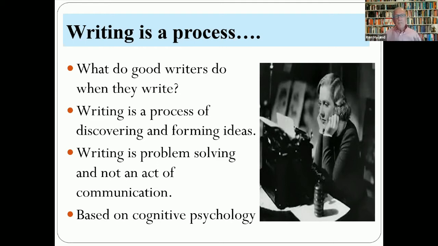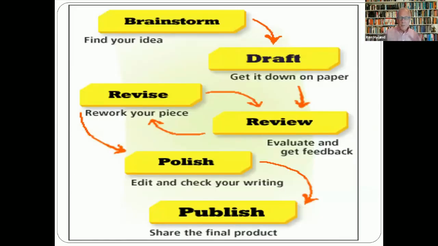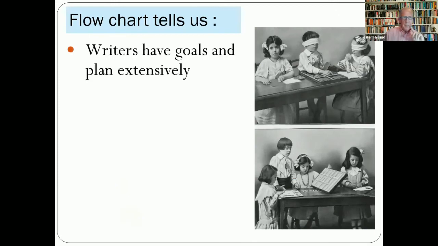So in this model, there's a memory, a central processing unit, problem-solving programs, and flowcharts. So I think this process flowchart is well known to teachers. It shows that writers don't create text by thinking, writing, editing, but they jump between these different stages. And what the flowchart tells us, I think, is that writers have goals and they plan extensively.